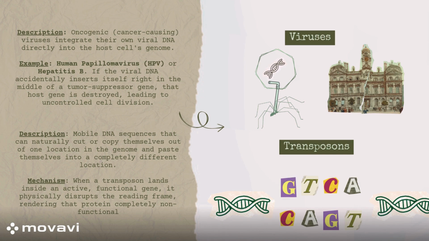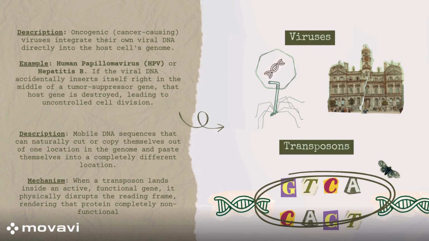Now let's look at the famous jumping genes, that is, transposons. So mobile DNA sequences that can naturally cut or copy themselves out of one location in the genome and paste themselves into a completely different location are what we are referring to as transposons. When a transposon lands inside an active functional gene, it physically disrupts the reading frame, rendering that protein completely non-functional.